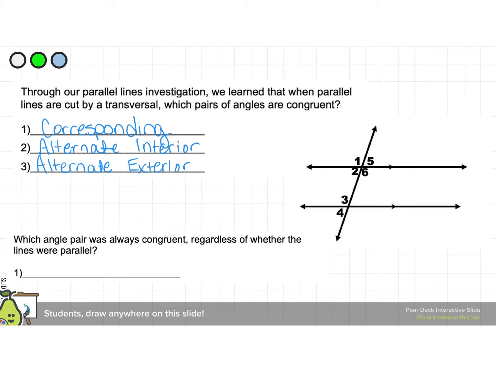So we also have an angle pair that's always congruent regardless of whether the lines are parallel, and those are vertical angles. And remember, vertical angles are those such as 2 and 5 or 1 and 6, those directly across from each other.